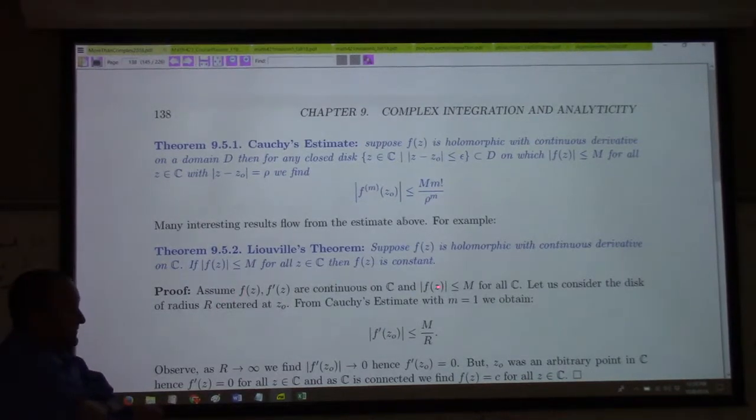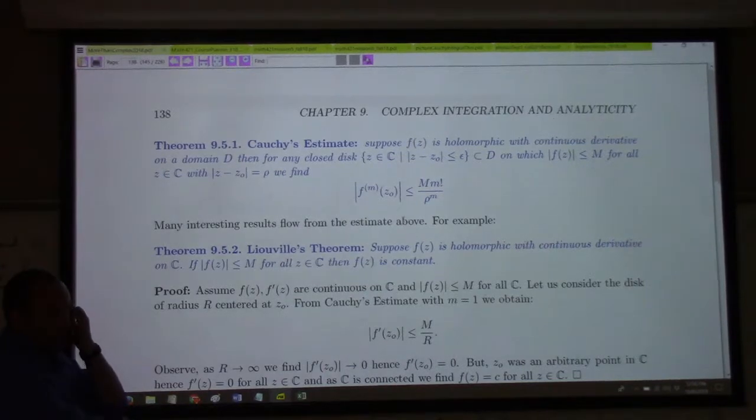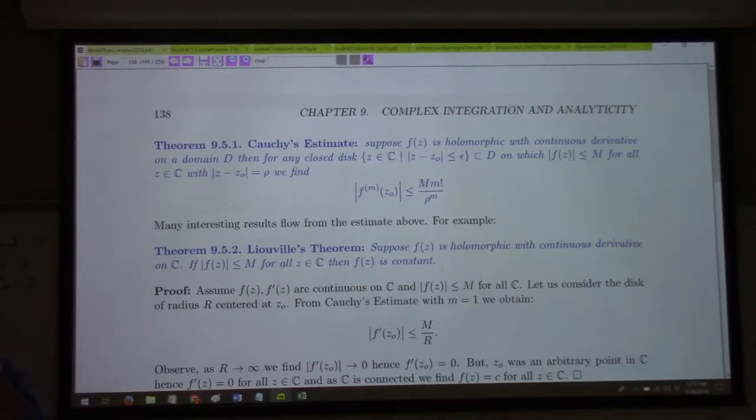If we have f continuous and bounded on all of C, then we can consider the disk of radius r centered at z naught and use Cauchy's estimate with m equals 1, so that gives us M over r. What happens as r goes to infinity? This goes to 0, which says that the absolute value of the derivative at z naught is 0. But both r and z naught are arbitrary. So given any arbitrary point in the plane, there's a disk of radius r on which the derivative of the function is 0. That's to say that the derivative of the function is everywhere 0, which is to say that the function's constant because the complex plane itself is connected. And that's Liouville's theorem.